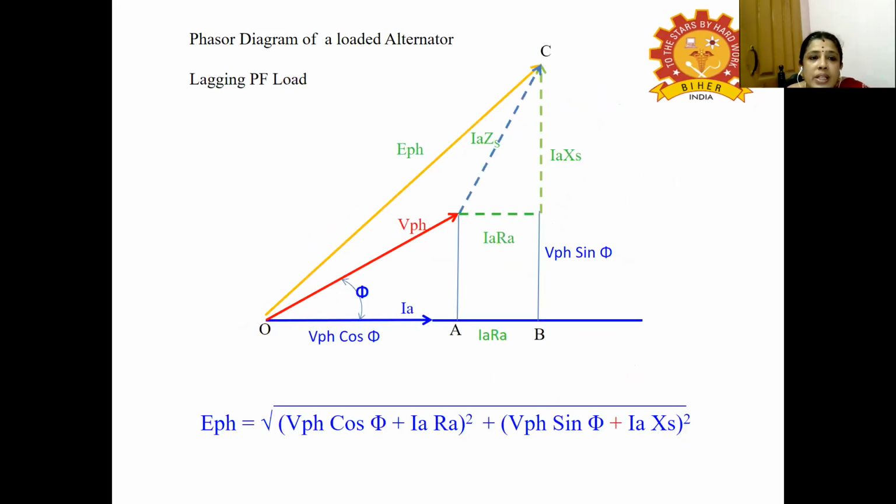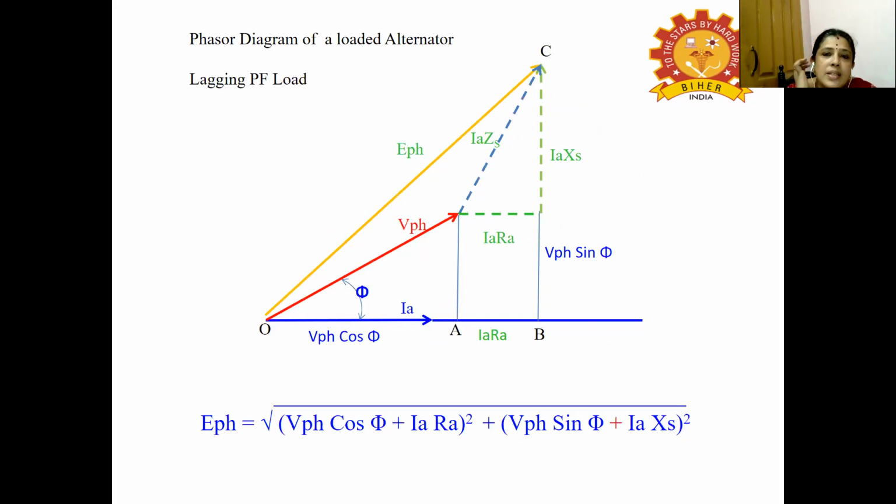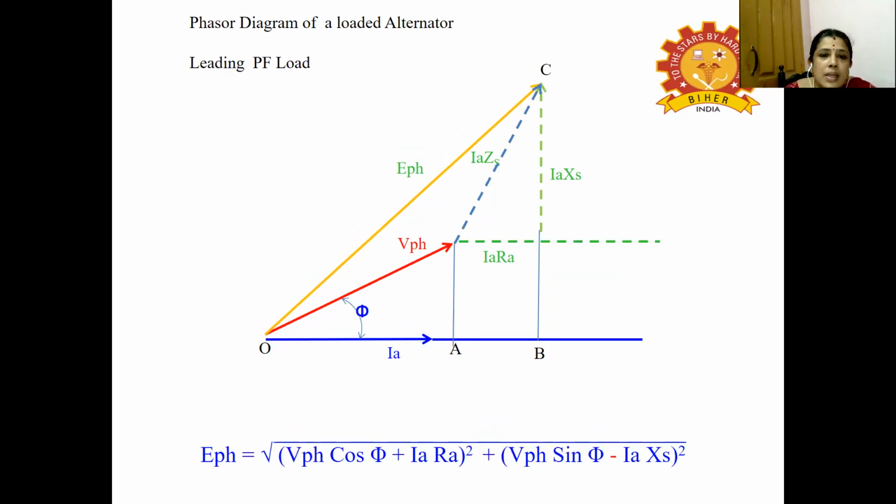So this is the phasor diagram of the loaded alternator for lagging power factor. EPH is equal to the root of VPH cos phi plus IA RA the whole square plus VPH sin phi plus IA XS the whole square. I consider this whole triangle, and from there I get this equation. In the same way, I consider this triangle, and from this I get a minus for the leading power factor. So plus means it is lagging power factor, minus means it is leading power factor.